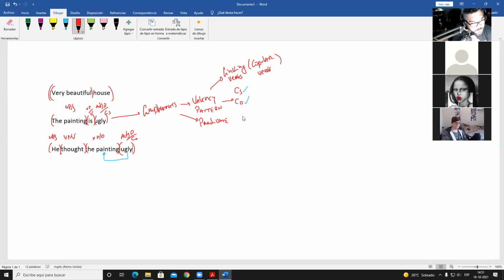In very beautiful house, there's no predicate. Why? Because that's not a clause. It is just a phrase, right? All over again. Attributive adjectives are inside of noun phrases as premodifiers, and predicative adjectives are complements, subjects or object complements.